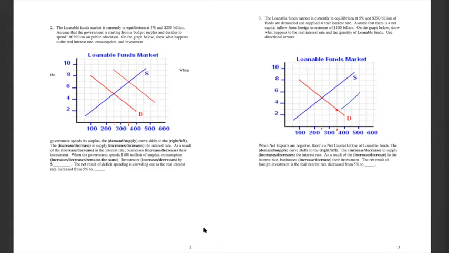Oops. I can draw better than that. Probably right there is good. Should have been easier if I started the other direction, huh? Okay, so you should have had an increase in supply. So this first one, increase in supply. This one's an increase in demand.